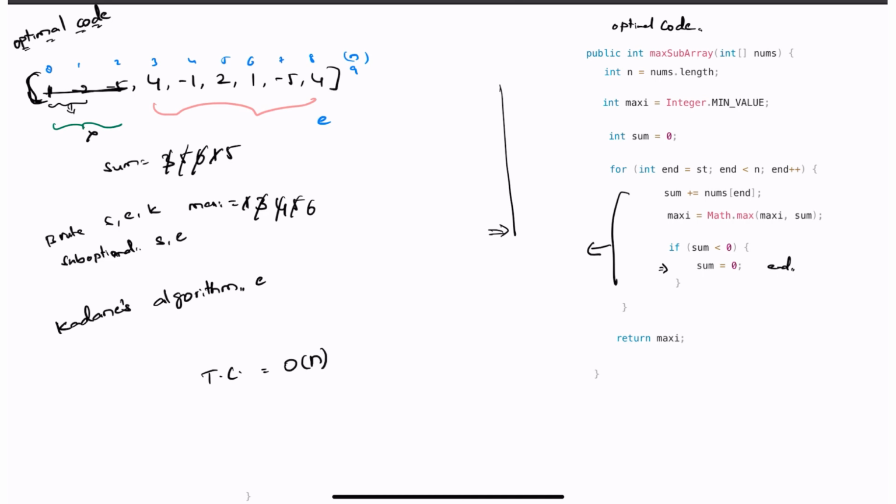That's it. So we just started with a time complexity of O of n cube, reduced it to O of n square, and we made it solve in O of n to find the maximum subarray sum.